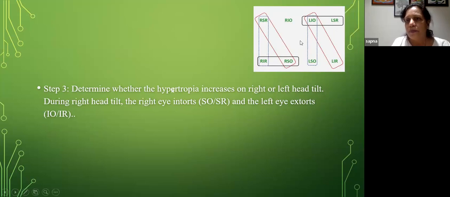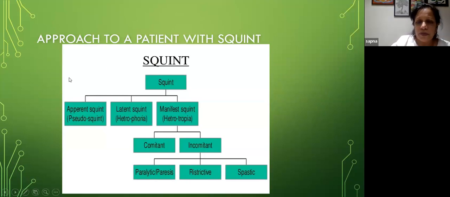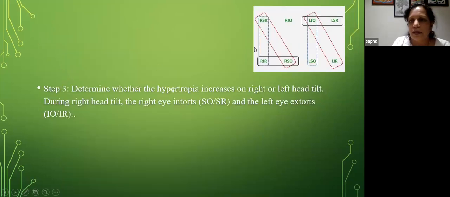So the part which comes in all the three is the one which is the underacting, which is the common muscle, which is the paralytic muscle.